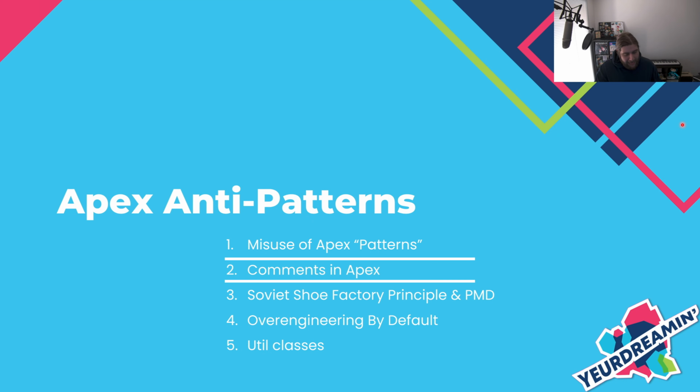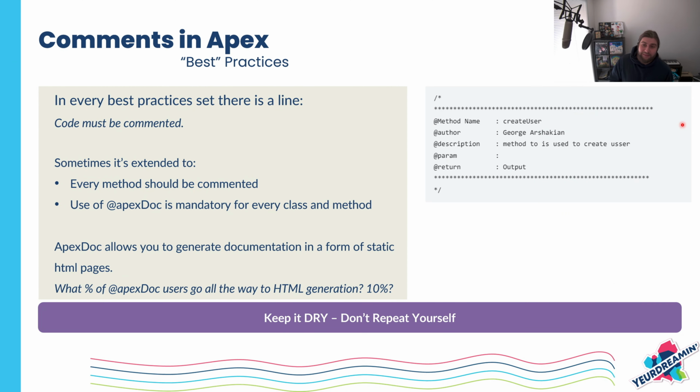in Apex. And I know that I'll be a bit controversial, but I went through multiple Salesforce projects, and I'm actually guilty of putting this into the best practices myself. But in most of them, if not all, there is a line that Apex code must be commented. Everything must be commented. Every method should be commented, and sometimes they even mandate the format, ApexDoc format, for every class and method.